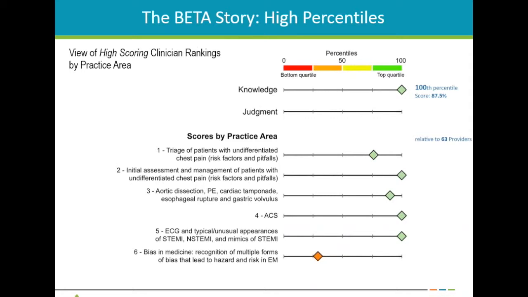Of course, the question that I often get as someone trying to get an organization to jump on board with our patient safety initiative is, well, we're a really high performing organization, and we have several very high performing organizations among our members and insureds. This is a great slide that demonstrates that even within very high achieving and very high performing organizations, we still see room for improvement. As you can see, this is someone who scored in the top 100th percentile. He had an 87.5%, which is in the top quartile of all organizations. And yet down where it says bias in medicine, recognition of multiple forms of bias, they didn't do quite as well.